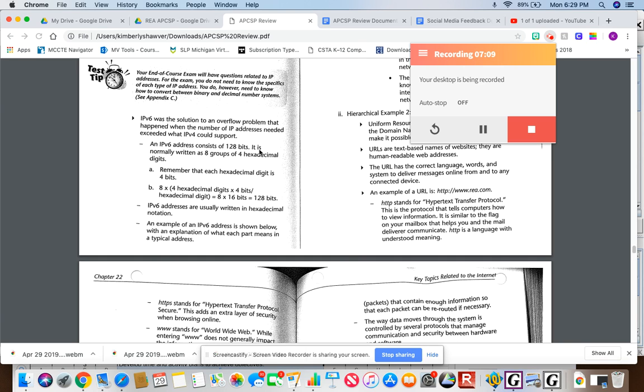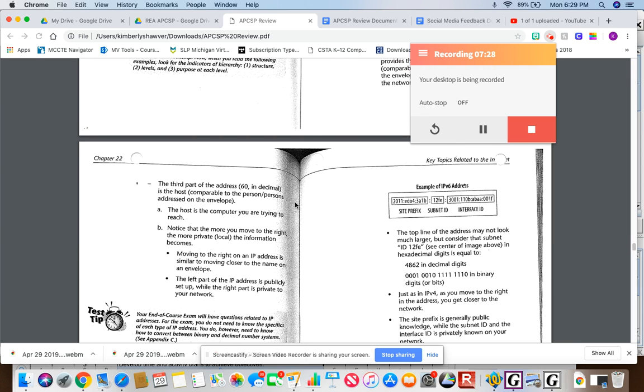So again, it has 128 bits. It is normally written as 8 groups of 4 hex digits. Each hex digit is 4 bits, and so it's worth 128 bits. IPv6 itself is usually written in hex form because 128 bits is too long. Here is an example of what an IPv6 address might look like.